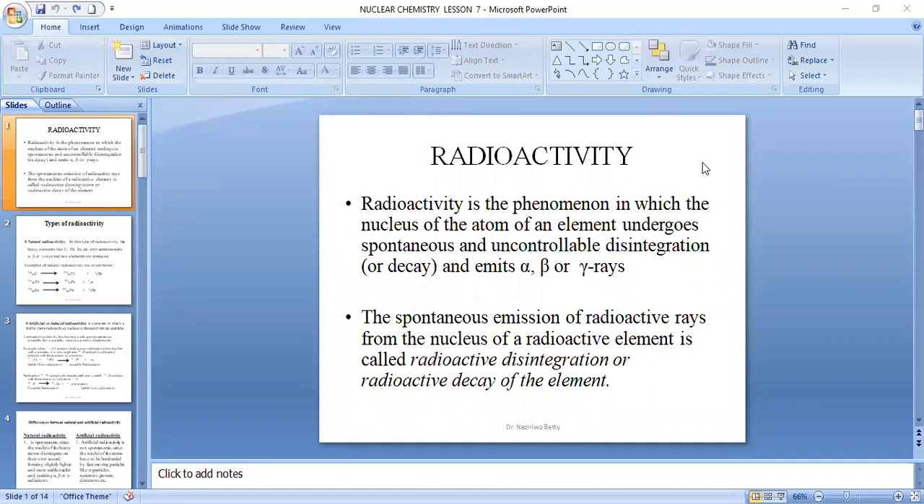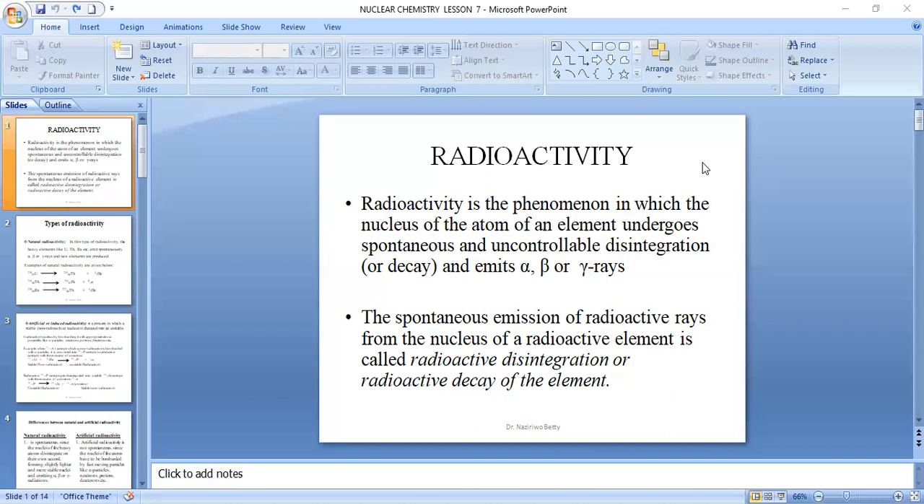I'm Dr. Betty, continuing with the nuclear chemistry lesson 7. In lesson 6, we looked at nuclear fusion, where we said this is a nuclear reaction in which lighter nuclei combine together, are fused together to form a single heavy and more stable nucleus, and in the process, a large amount of energy is released.